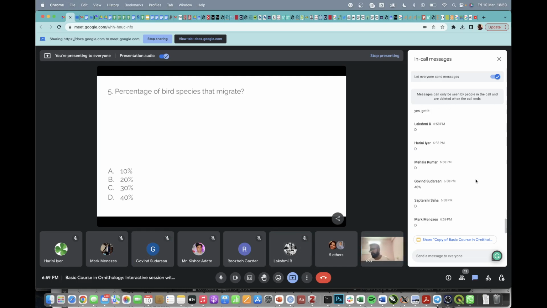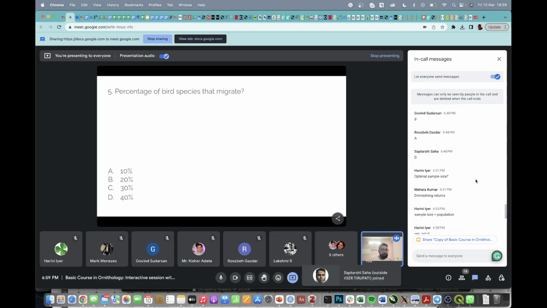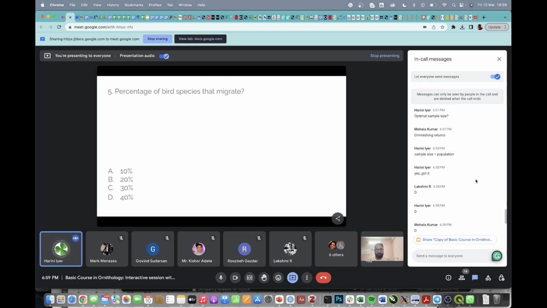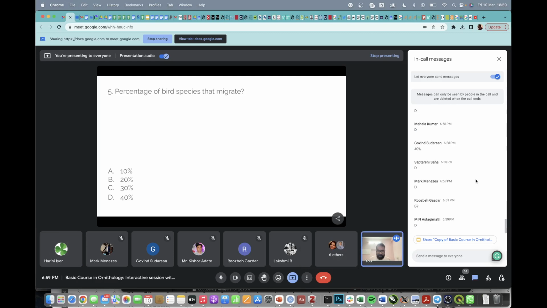That's okay. Harini, you were asking, sorry, I missed that, about optimal sample size. What's an optimal sample size? Sample size is equal to population. No, sample size is not equal to population, if your population is 1,000. No, that answer was for your particular question when you asked when will we have the correct mean. Okay, yeah, you made sense then. Okay. Thank you.